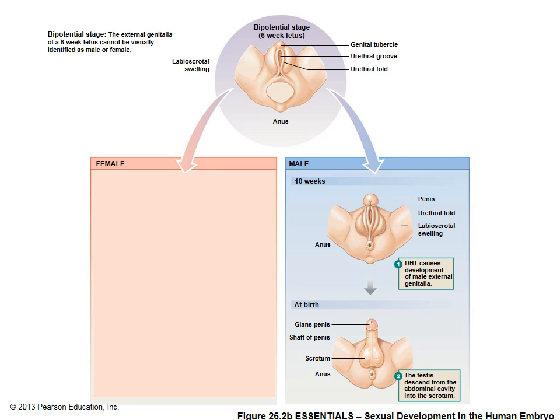And then it's only after birth that testosterone actually controls the migration of the testes from the abdomen into the scrotum or the scrotal sac. That only happens after birth. And this also happens due to the presence of testosterone which is produced by the testes.